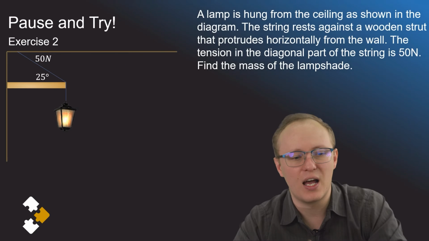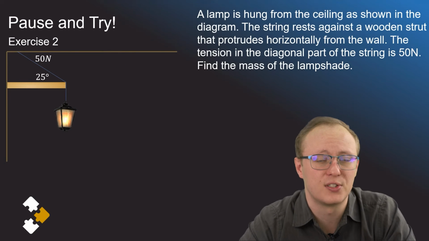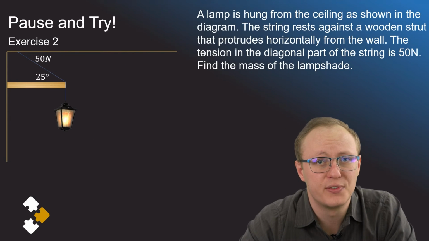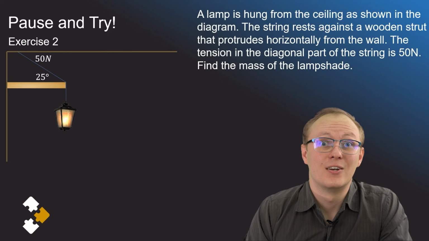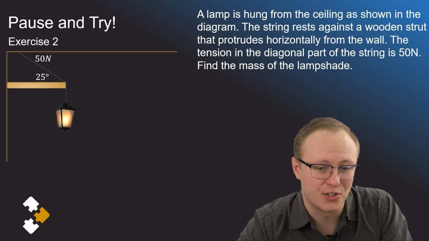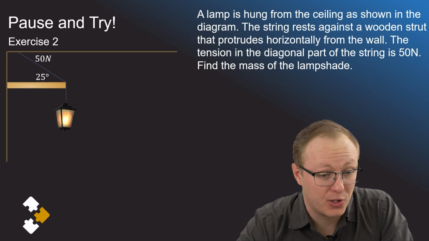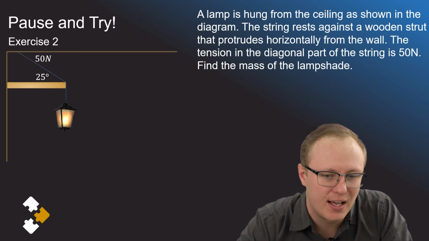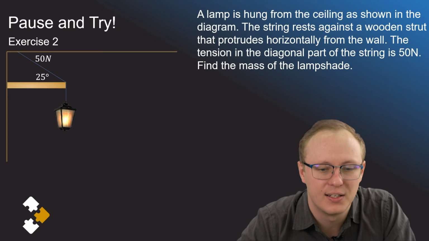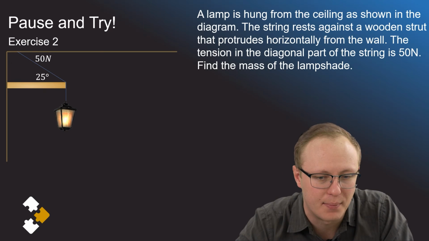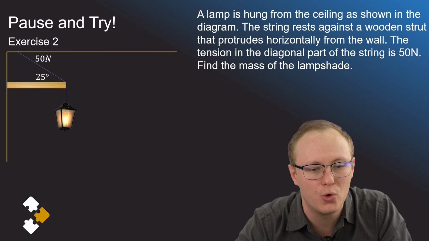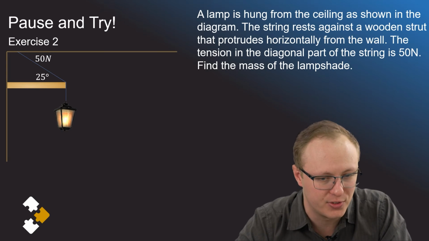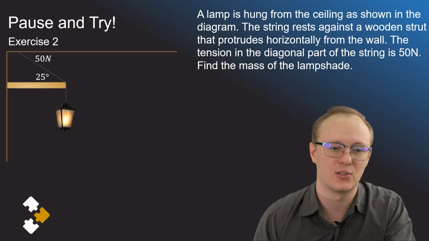Okay, so now it is your turn to put this to the test. Please pause the video and try this following exercise. Right, so well done on giving that a try. Let's see whether you were on the right track. So you've got the lamp is hung from the ceiling as shown in the diagram. The string rests against a wooden strut that protrudes horizontally from the wall. The tension in the diagonal part of the string is 50 newtons. Find the mass of the lampshade.